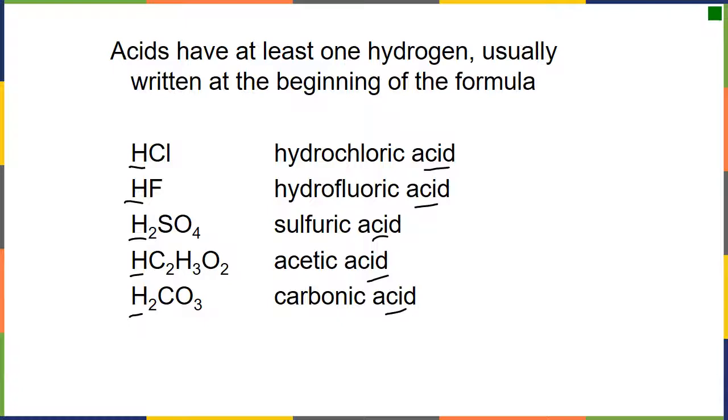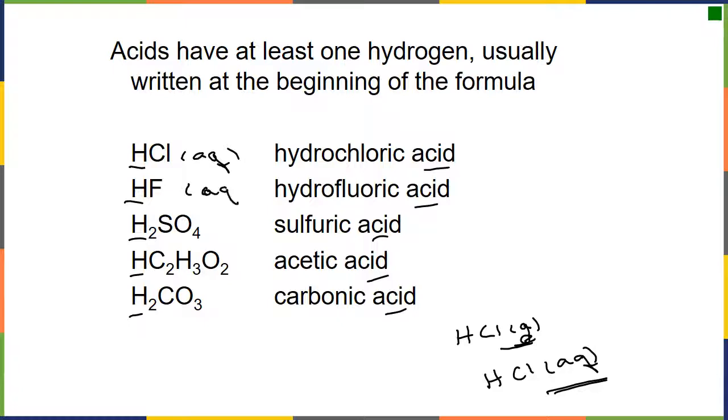We need to look at the difference between HCl as a gas and HCl as an acid. HCl as an acid would be aqueous. Acids are in water. These molecules as gases would not be named the same. So the best way to do this is to realize they have the H plus in the front. They're in water, and we name them with the word acid. Remember, ic becomes hydro-ic.